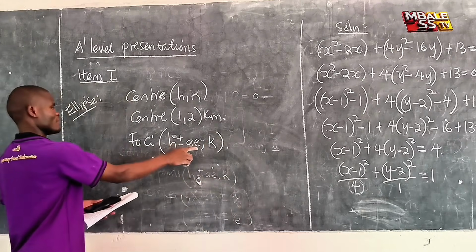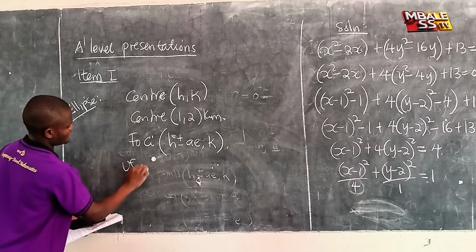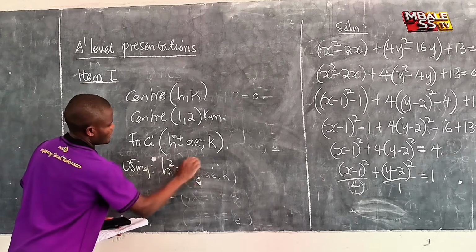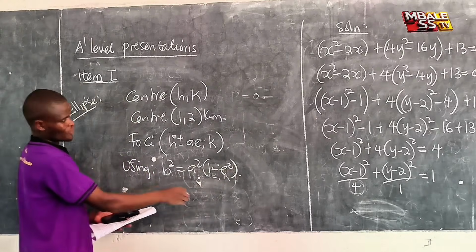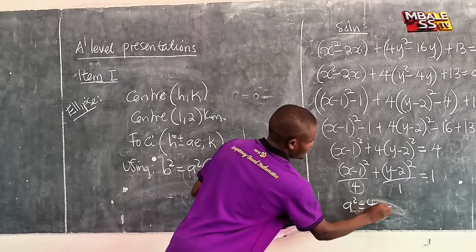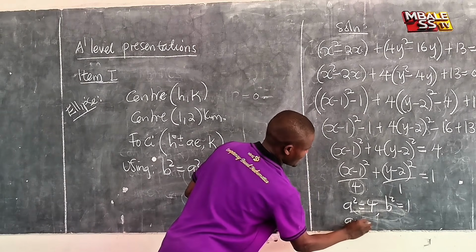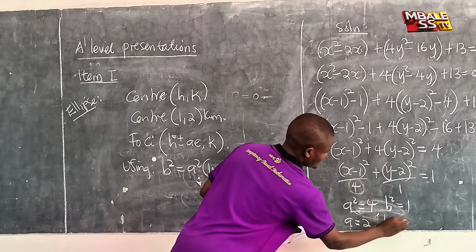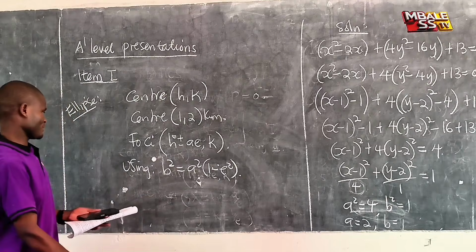However, we don't have the value of e, but we know the relationship that b squared is equal to a squared times (1 minus e squared). And from here, when you compare, the value of a squared is equal to 4. The value of b squared is equal to 1. So a is plus or minus 2, and then b is also plus or minus 1. But you can use the arbitrary positives there.